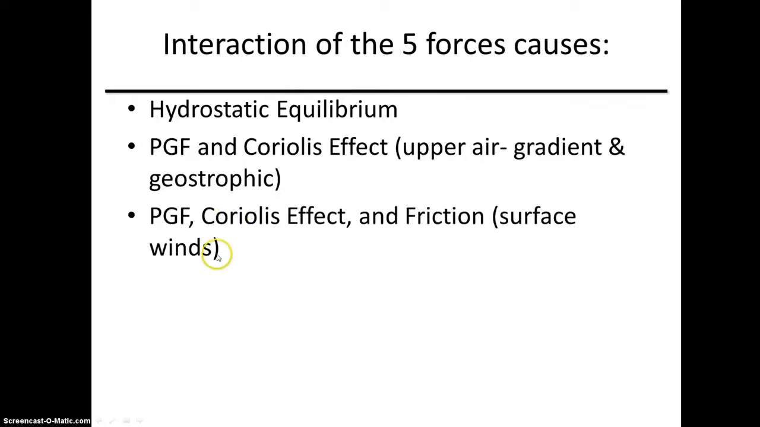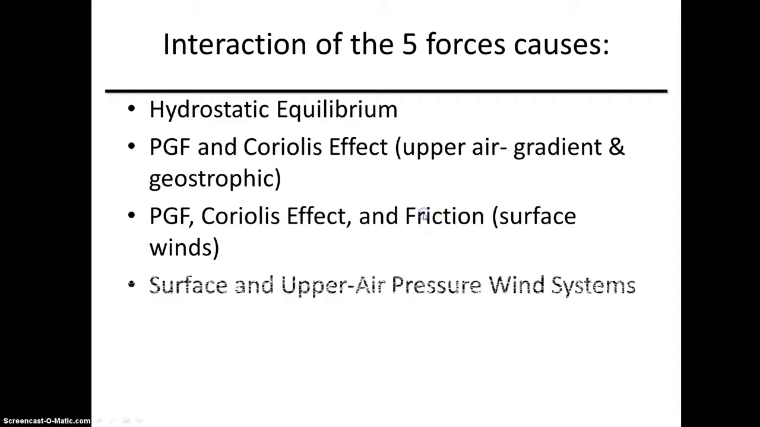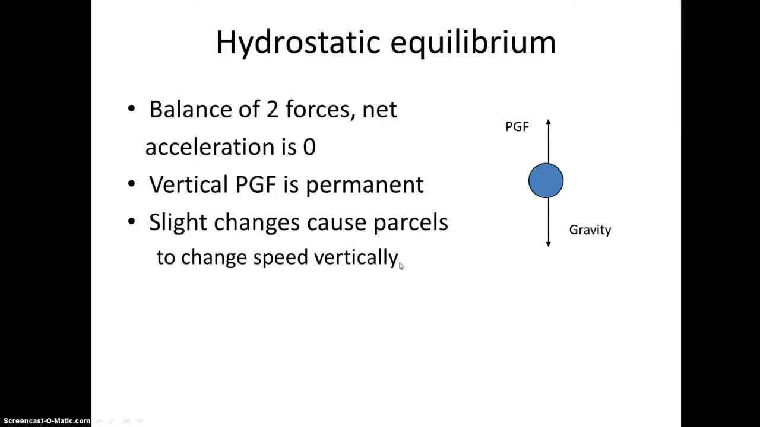Pressure gradient force, Coriolis effect, and friction will cause your surface winds. Basically, friction will put these two forces out of balance, because friction slows the wind down, and the Coriolis effect doesn't affect winds as much the slower they are. You get surface and upper air pressure systems from all those five forces interacting.